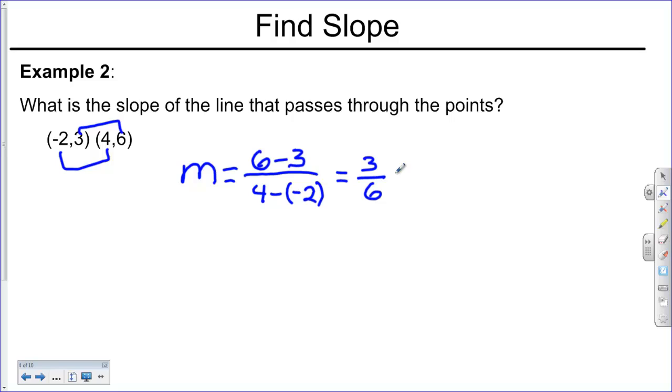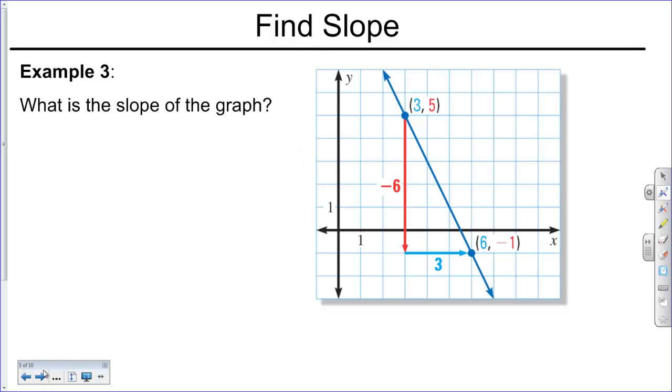So I can go up 3 over 6, or if I reduce it, and that's usually how we have it in our formulas or our equations, in reduced form, I can call it 1/2. So up 1 over 2. Keeping in mind that the variable M represents slope.